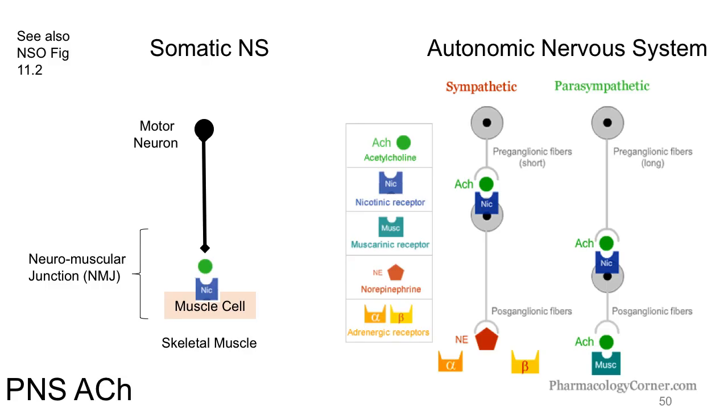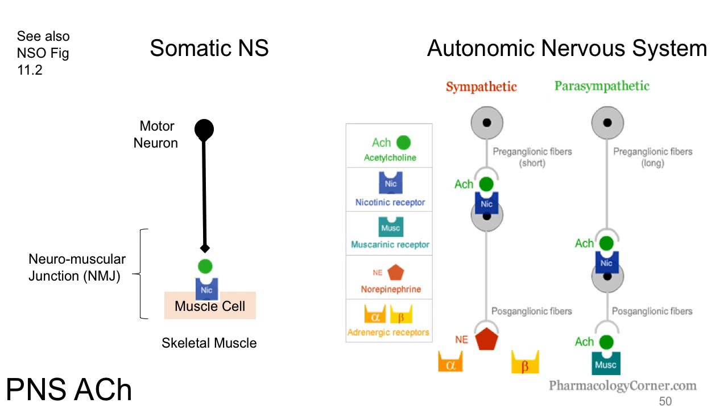The peripheral nervous system can be subdivided into the somatic and autonomic nervous systems. The somatic nervous system is voluntary movement and refers to activity of motor neurons synapsing on skeletal muscles at the neuromuscular junction. The neurotransmitter used here is acetylcholine, and the receptor is the nicotinic acetylcholine receptor.